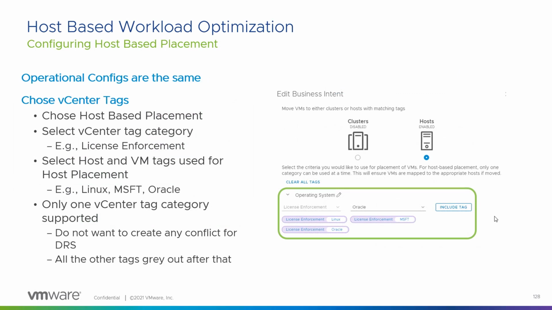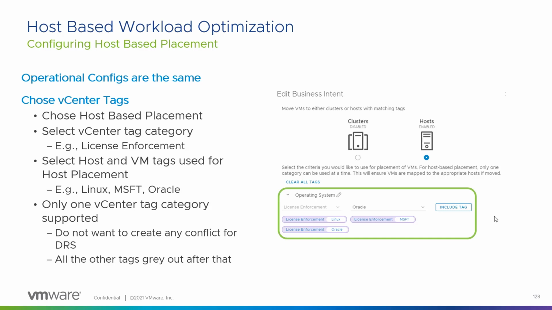So let's take a look at how this gets set up. Two simple slides just to kind of walk through how this works. So like I said before, choose host-based placement. In this example, we're going to use license enforcement, Linux, Oracle, Microsoft. Those are going to be our tags, so we're going to choose license enforcement as our tag category. We're going to go ahead and include the tags for Linux, Oracle, and Microsoft and place those. Now, once those are placed, vRealize Operations starts looking at the environment to say, okay, what do we need to do here?